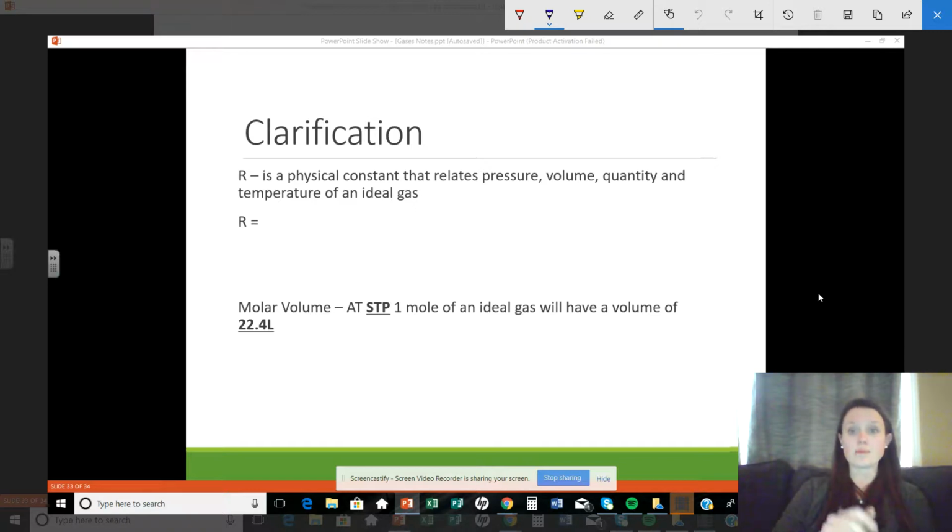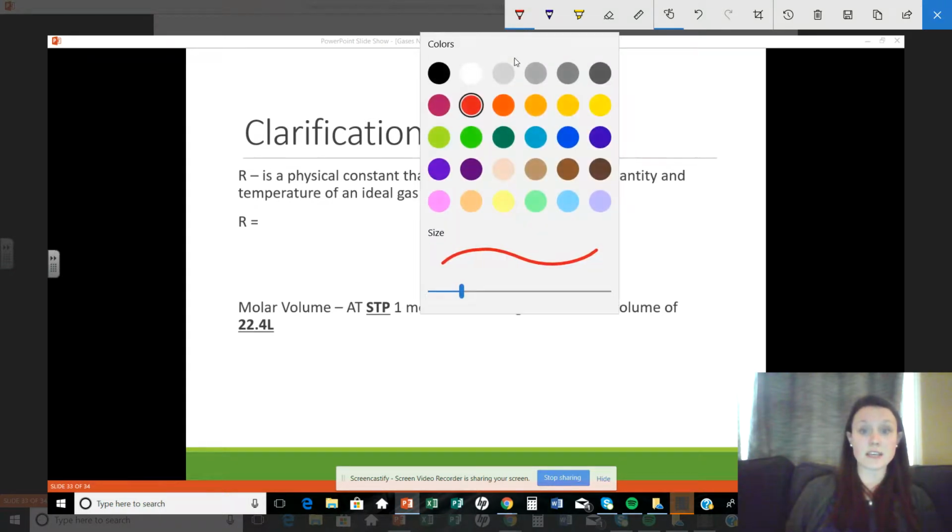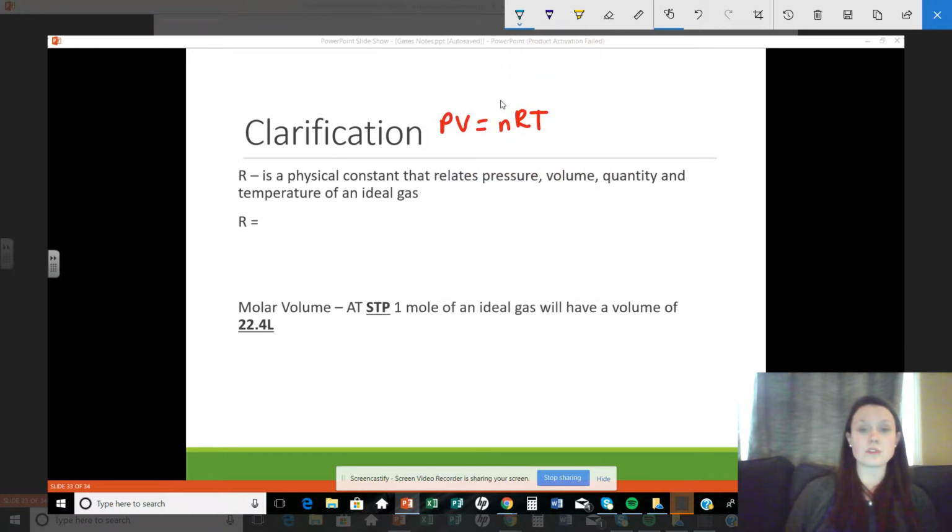First, let's talk about R. R is a physical constant that has been calculated that we use in the ideal gas law. The ideal gas law is PV=nRT, where P is your pressure, V is your volume, n is your quantity, R is that gas constant, and then T is your temperature, okay?